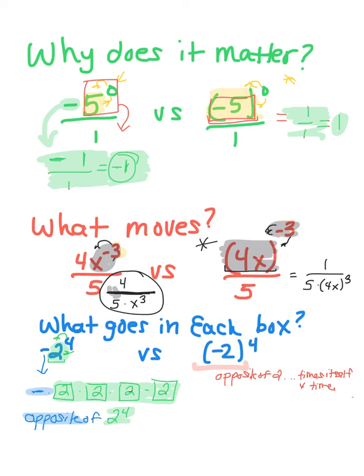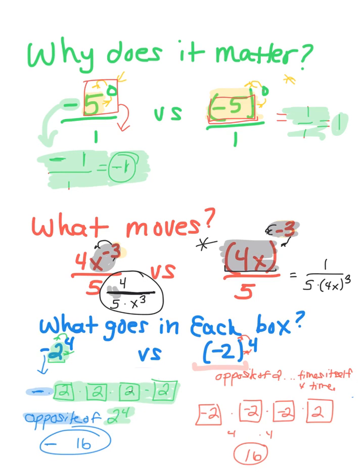So we see the difference here is that that little exponent has help with the parentheses. It can only reach the parenthesis. So that means everything in the parenthesis is going to go in my boxes. So I'm going to put negative 2 in each of those boxes. So this number, this is 4 times 4, this number is 16, whereas over here, this would be the opposite of 16, which is negative 16.